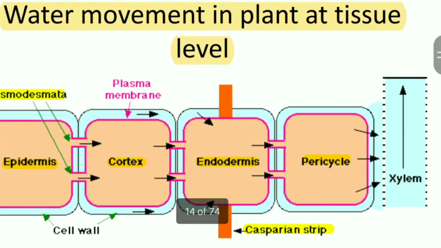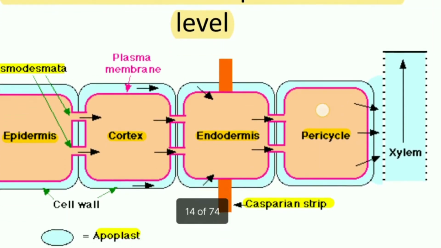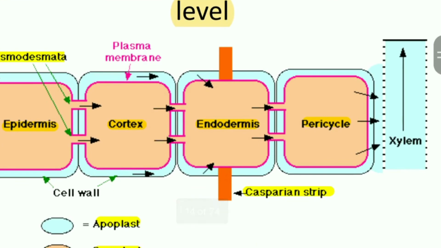Now this is the water movement in plants at tissue level. This is basically an epidermis. It has plasmodesmata. Plasmodesmata are basically channels through which water molecules or other molecules move through the plasma membranes or through the semi-permeable membranes present inside the plant. Through the epidermis, the molecules move to the cortex, through the cortex to the endodermis, and through the endodermis to the pericycle, and at last the xylem, and through the xylem it goes to the various regions of the plant.